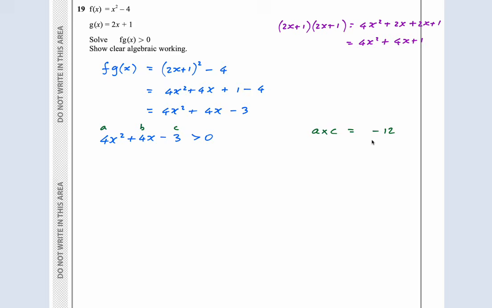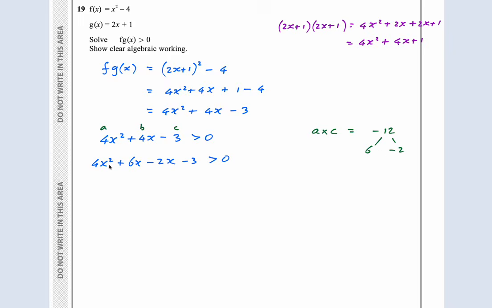Now I need factors of negative 12 that give me 4 when I add them together. So it's going to be 6 and negative 2, because 6 minus 2 is 4. Then instead of 4x, I write 4x squared, and instead of 4x, I write plus 6x minus 2x, because 6 minus 2 is 4, obviously.